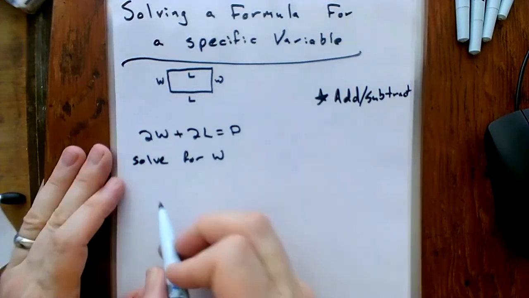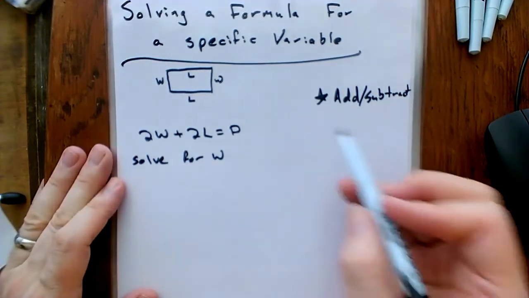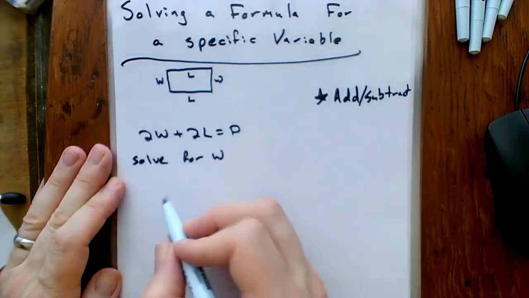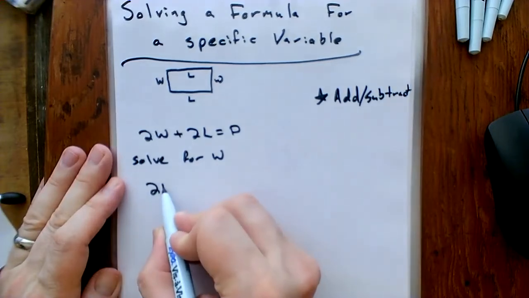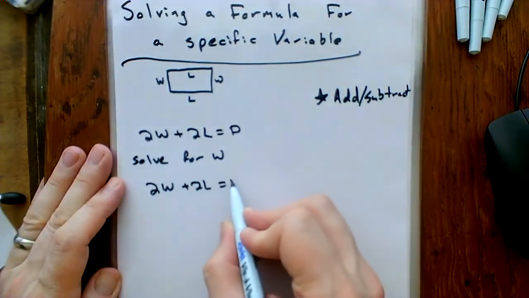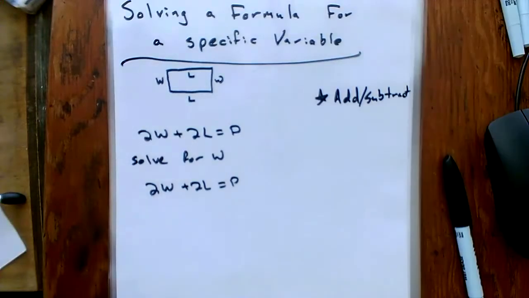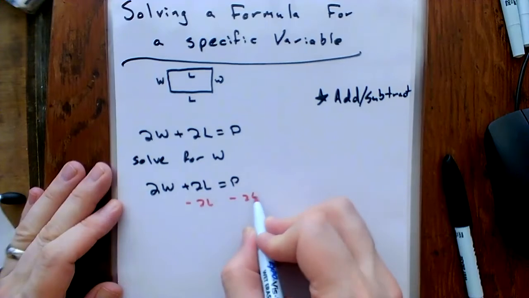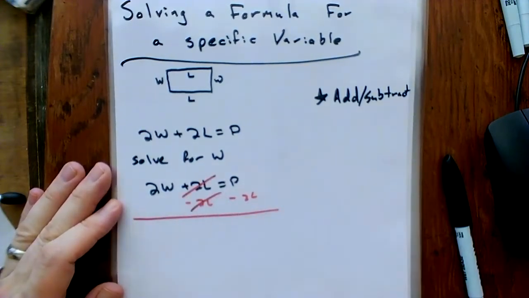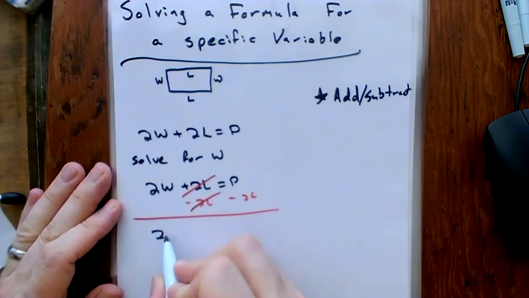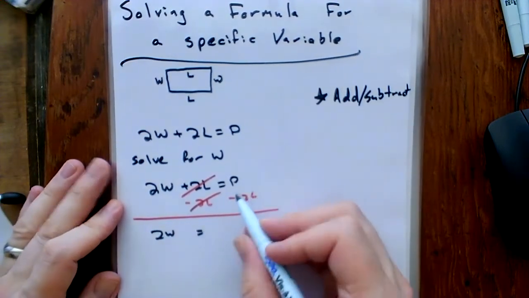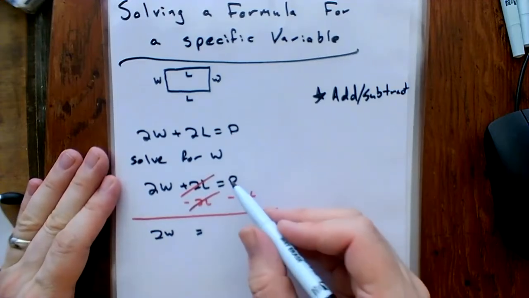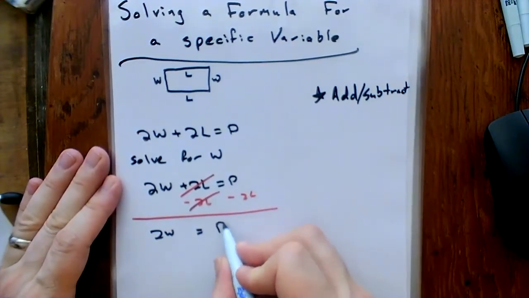Well, first thing that we're going to do with this formula is add or subtract so we can isolate this variable term. So I've got 2w plus 2l is equal to p, and I would just subtract 2l from both sides. And when I do that, 2l minus 2l is 0. So I've got 2w is equal to, well, these are both variables, but they're not like terms. I've got a p, I've got an l. So these can't go together. It's just going to be p minus 2l.